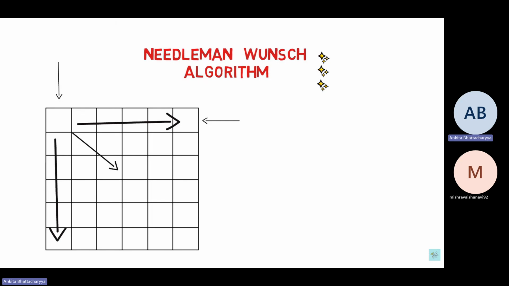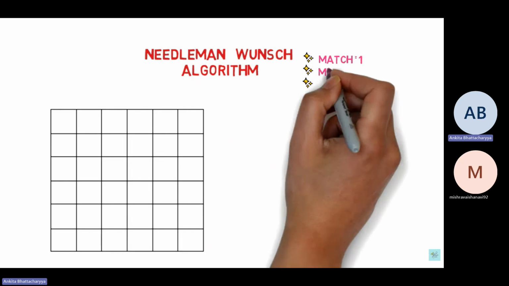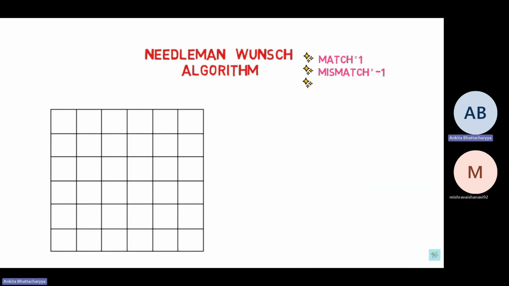Next, and most importantly, how do we fill the matrix? To fill out this box, let's call it box number 1, values will come from 3 directions: top, left, and diagonally. In light of these considerations, we fill in the boxes in the given example. Every match has a value of +1. Every mismatch has a value of -1. And every gap has a value of -2.